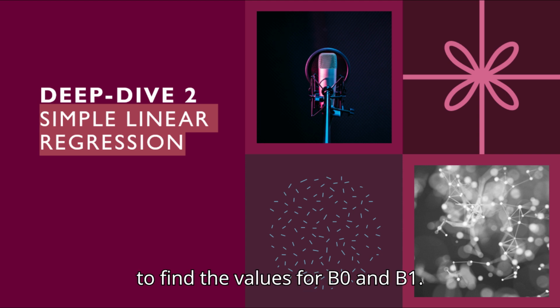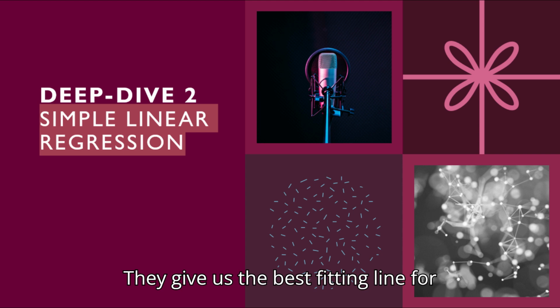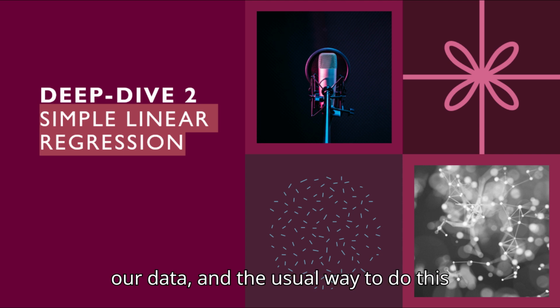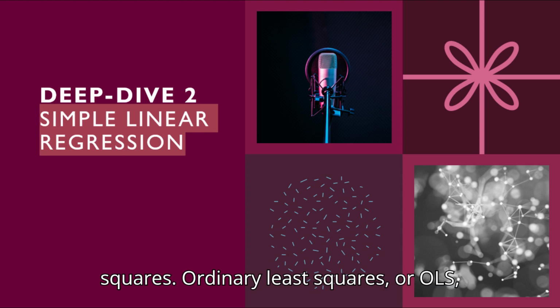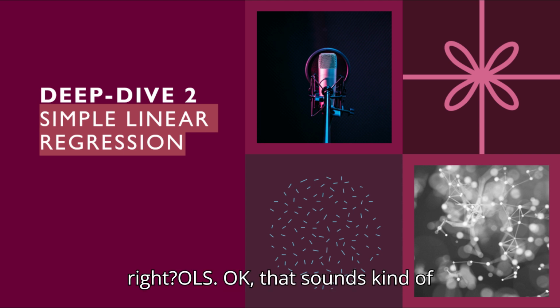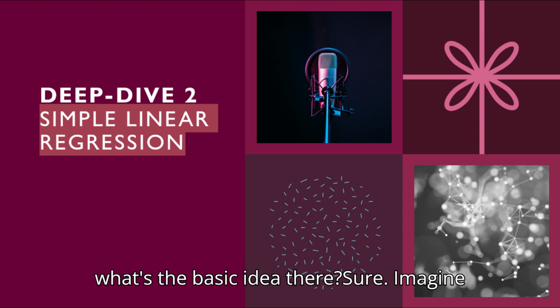Right. So the goal is to find the values for b0 and b1 that give us the best fitting line for our data. And the usual way to do this is something called ordinary least squares. Ordinary least squares, or OLS. Right, OLS. Okay. That sounds kind of complicated. Can we break it down? Like, what's the basic idea there?